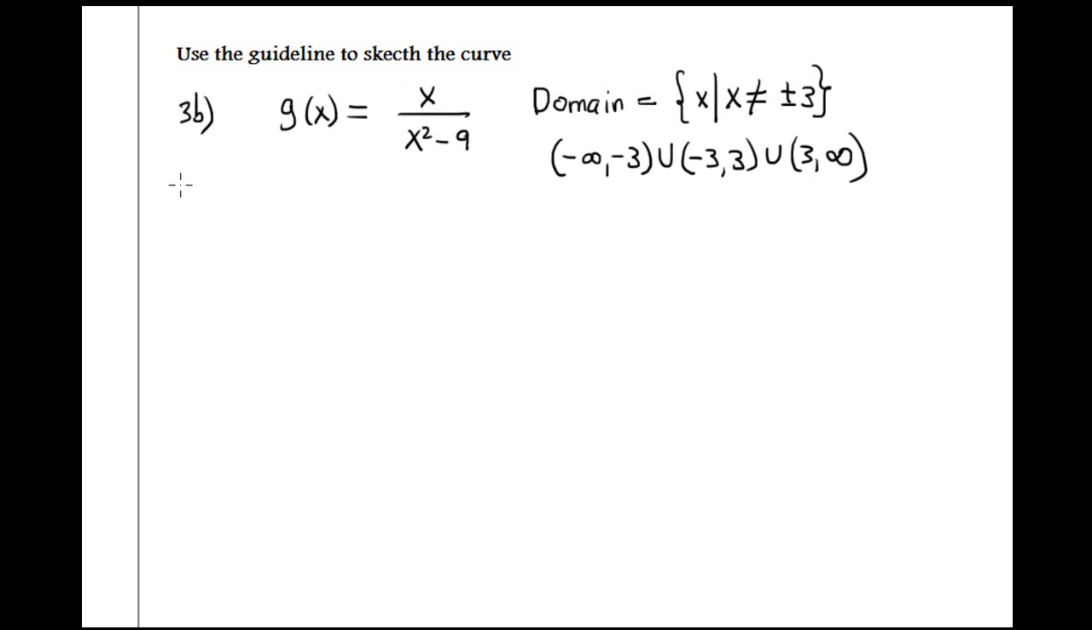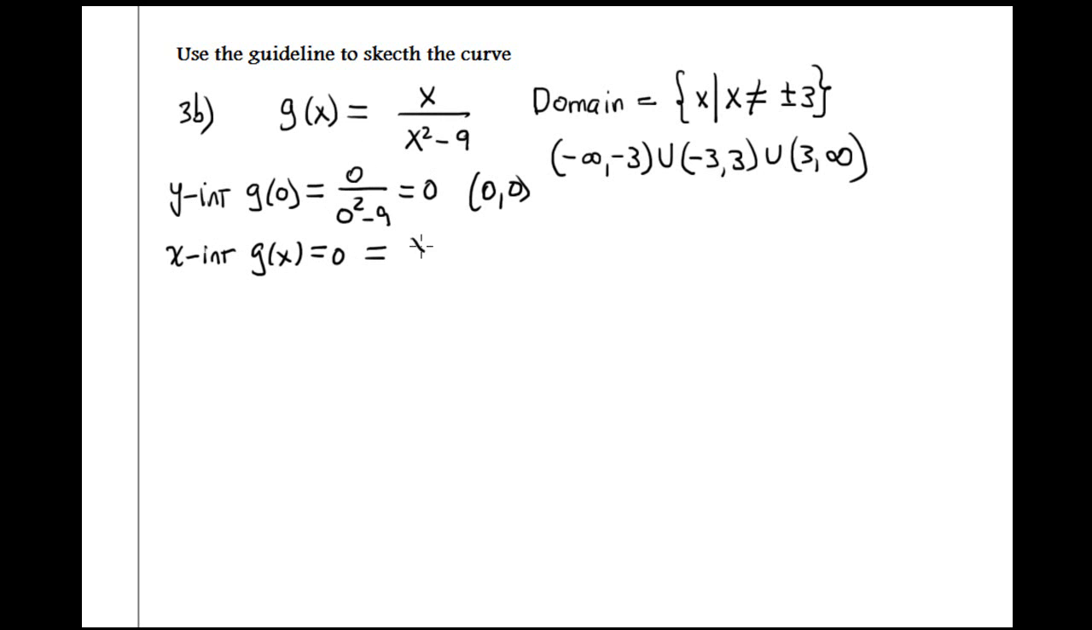Okay, now the x-intercepts and the y-intercept. The y-intercept first, it's easier. At x equals 0, it's obvious the function is 0, because 0 divided by 0 squared minus 9 is 0. So 0, 0 is both the x-intercept and the y-intercept. Just in case, let me investigate the x-intercept, which is when the function is equal to 0. The function is x over x squared minus 9, and a fraction is 0 when the numerator is 0. Again, we have 0, 0. It is the only point of intersection that we have.